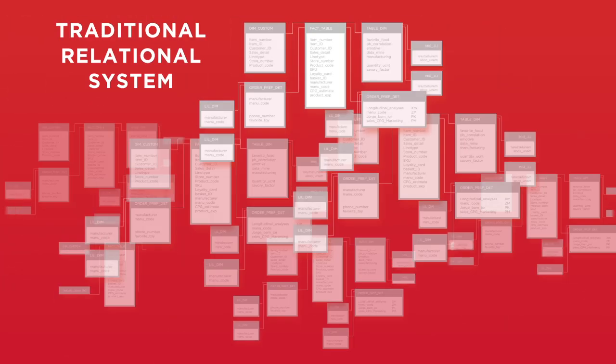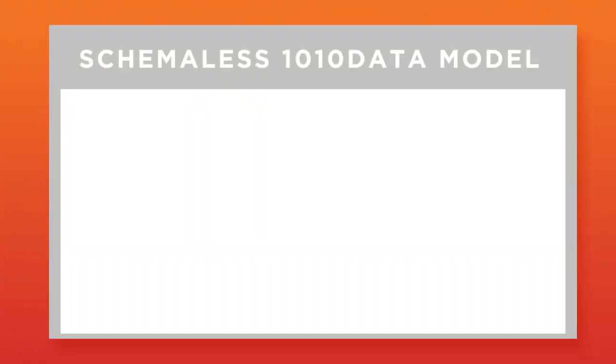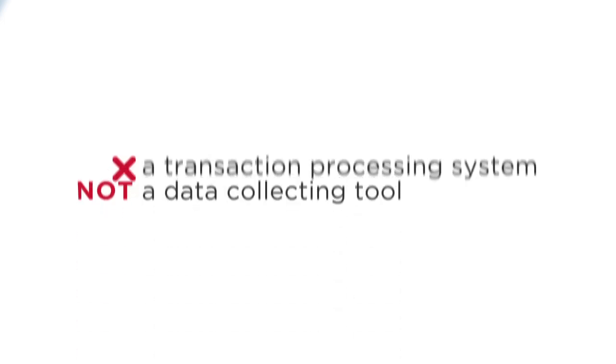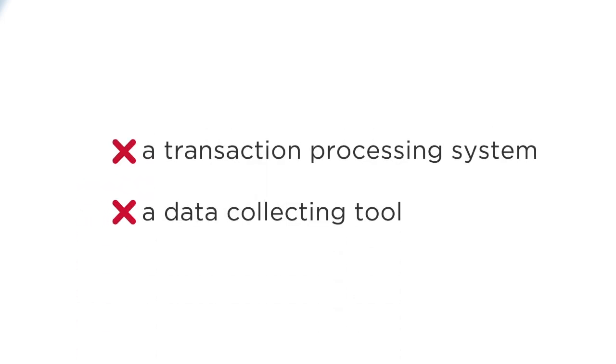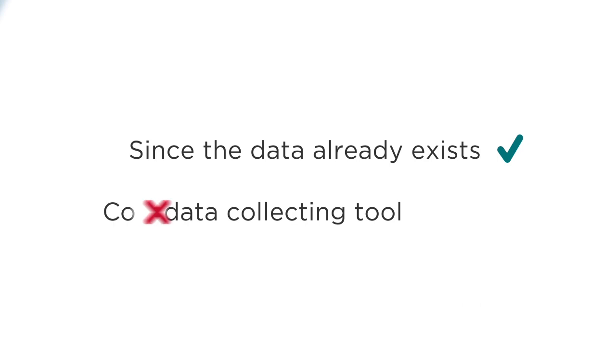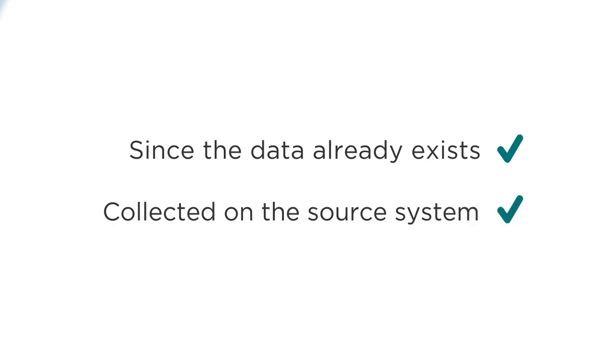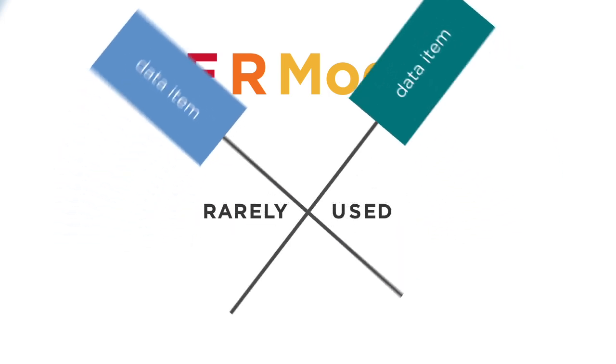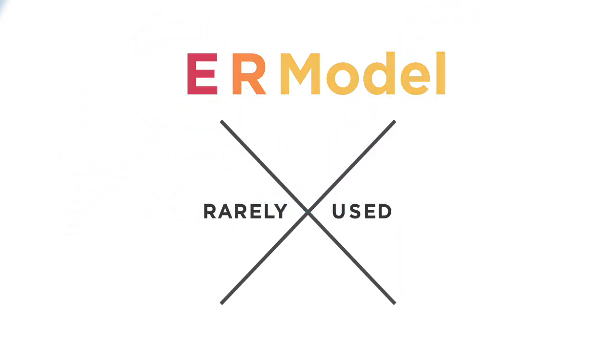We've seen how to design a table in a traditional relational system. Now let's look at the schemaless 10-10 data model. 10-10 data is not a transaction processing system, and it's not used as a data collecting tool. Since the data already exists and has been collected on the source system, there is little need to design an ER model. In fact, we rarely see ER models used with 10-10 data.